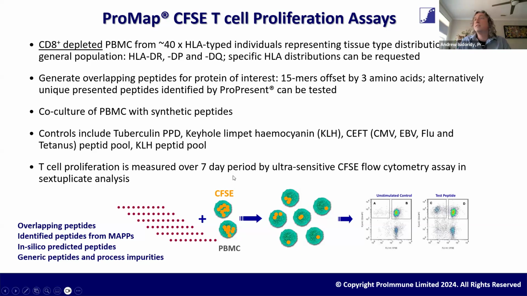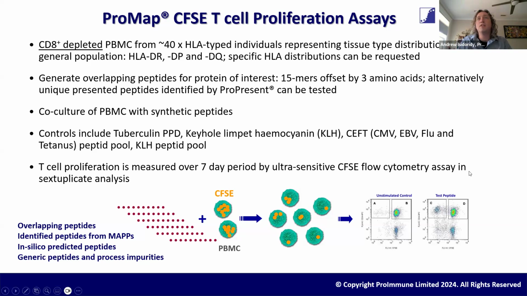The controls for this include our tuberculin PPD, which is a whole protein antigen that all these donors have been exposed to at some point in the form of vaccine. And so it's a very potent recall antigen. But we also offer keyhole limpet hemocyanin, which is a very potent naive antigen source, as well as CEFT, which is a cocktail of peptides from CMV, EBV, flu, and tetanus. So these are very strong recall antigen peptides put together into a peptide pool.